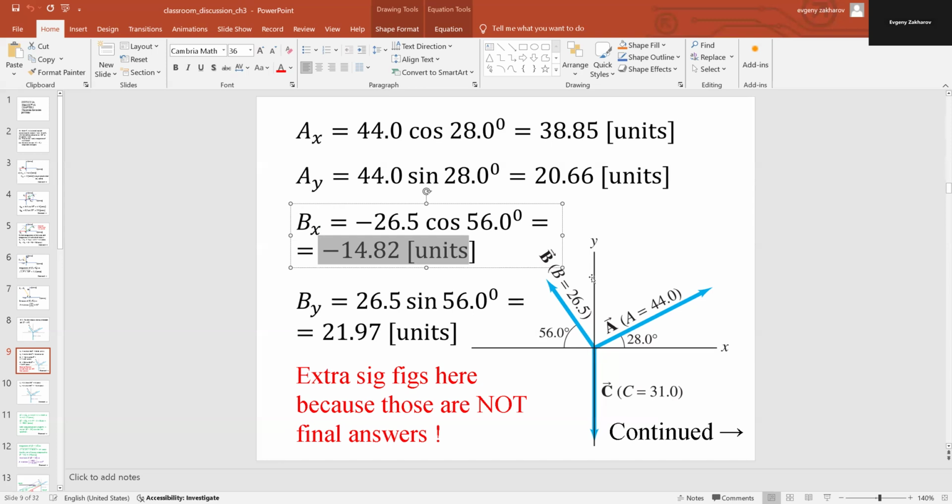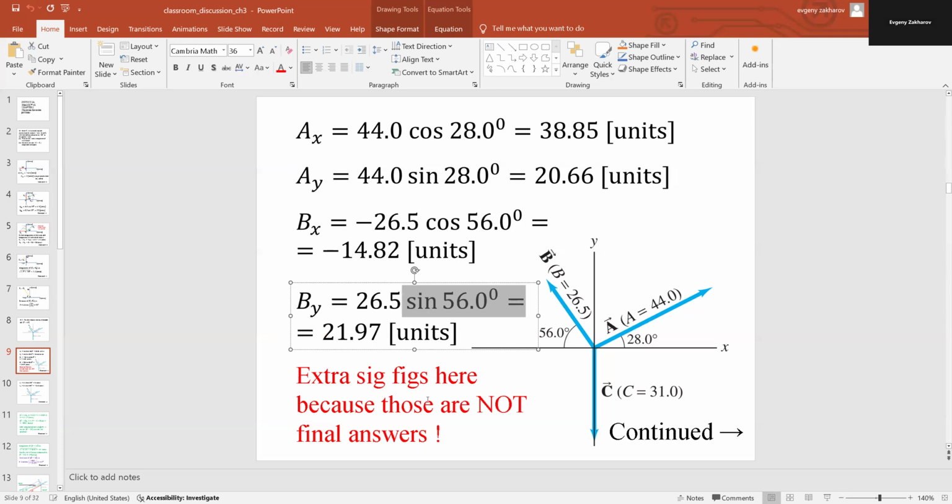For B sub y, what do you see? You see that it's pointing in the upward direction, which is positive direction. So this component is positive. And if this is 56, alternate interior is also 56, so this side is opposite to 56 degrees. And if it's opposite, the function is the sine. So it's positive, and it's a sine.